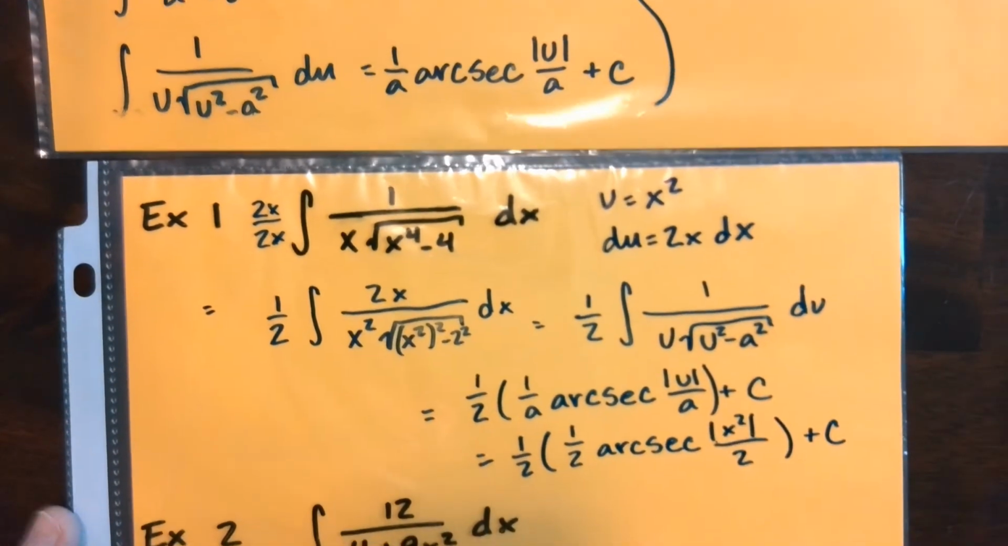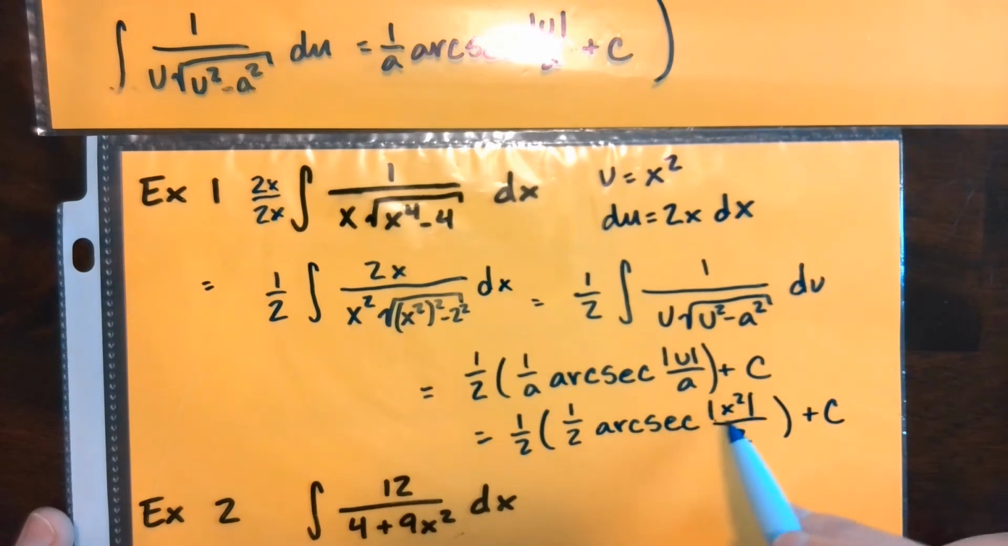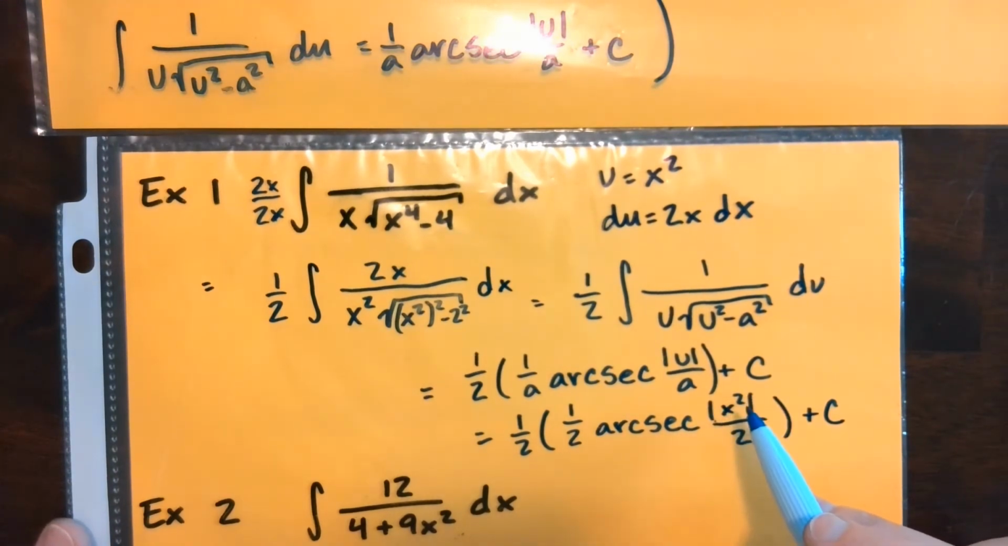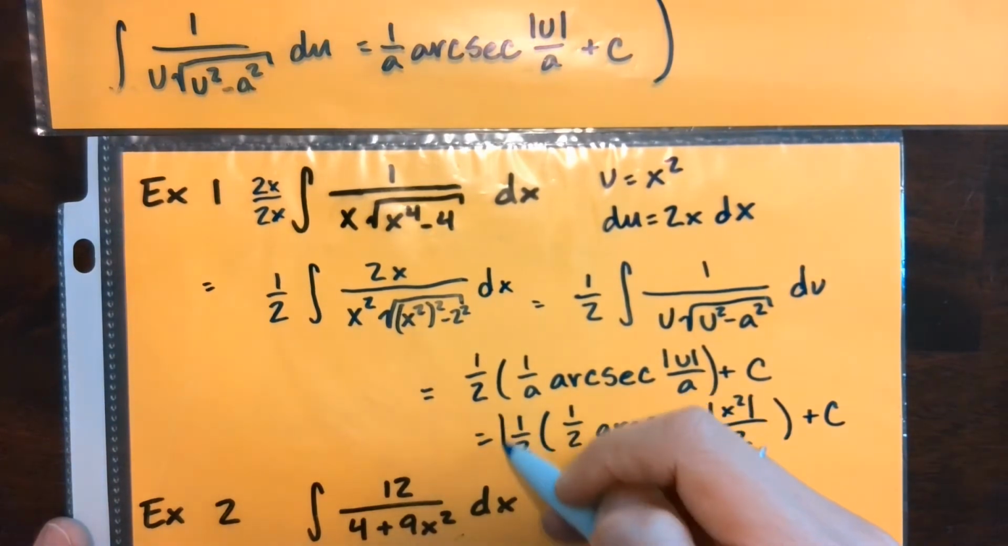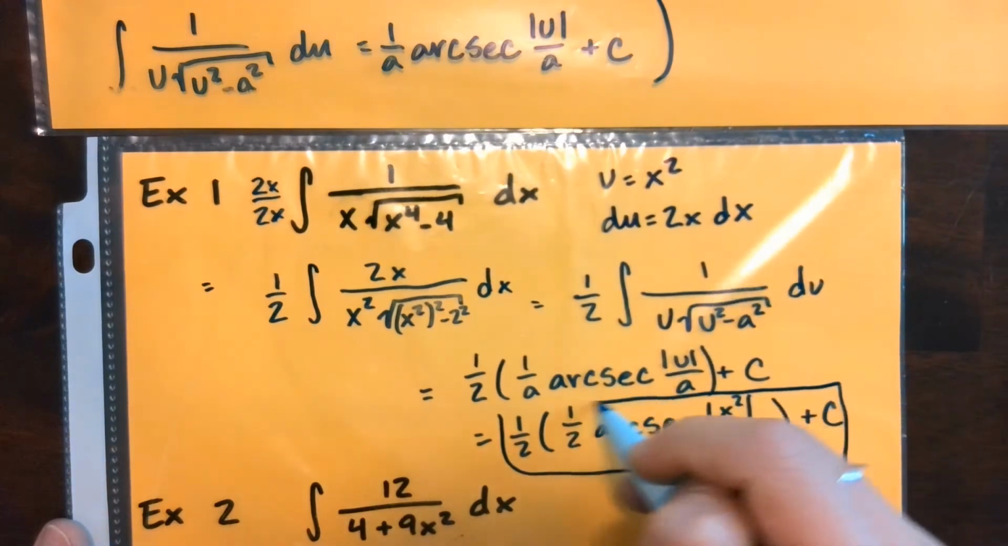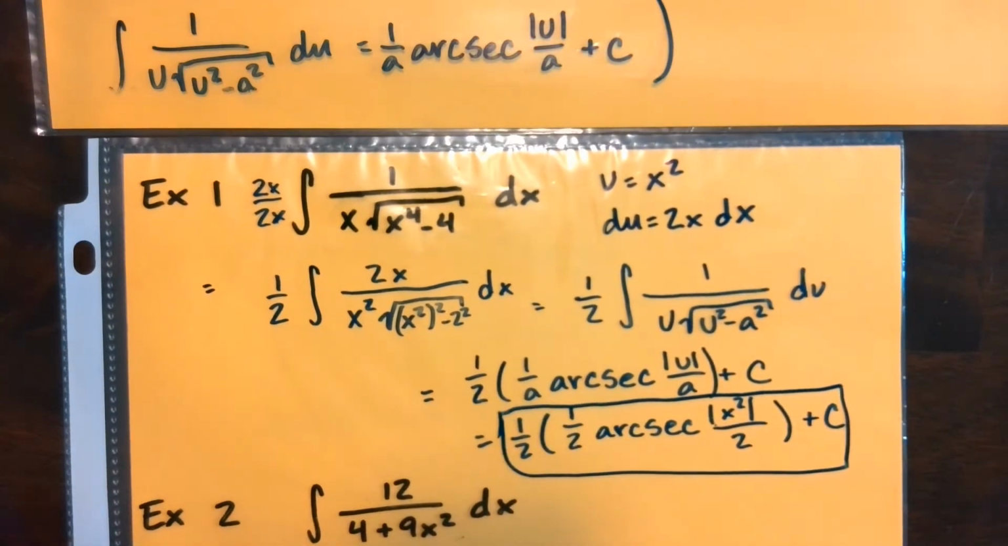And then a few things that you could clean up if you wanted to. We could definitely drop the absolute value here because x squared is always going to be positive. So absolute value is not really doing anything. I could multiply my 1/2 and 1/2 if I wanted to. That's pretty much the gist.